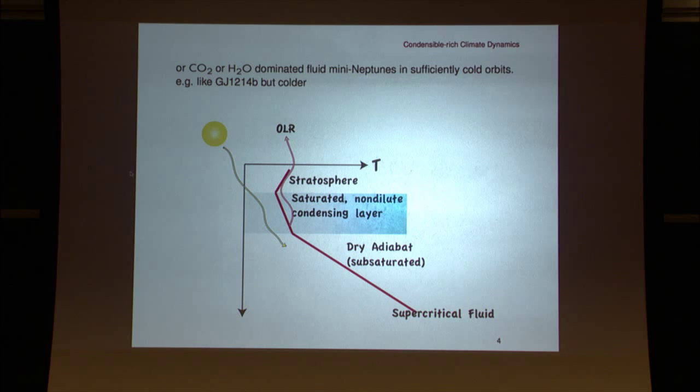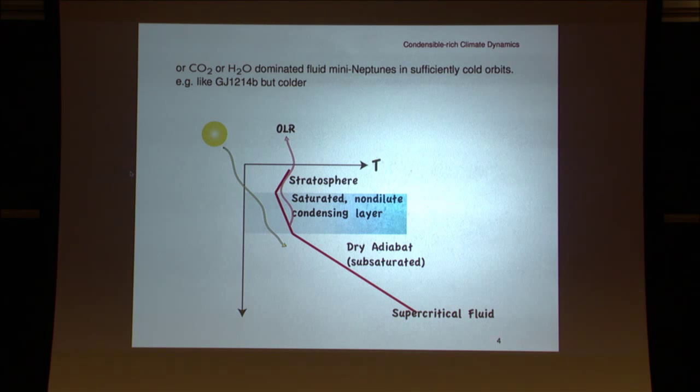But then there's a lot of interest in possible volatile-dominated compositions, not just volatile, but say, high molecular weight H2O or CO2 dominated compositions for so-called mini Neptunes, fluid mini Neptunes, low density super Earths like GJ 1214b, where at least one of the hypothesized compositions is that it's almost pure water substance.